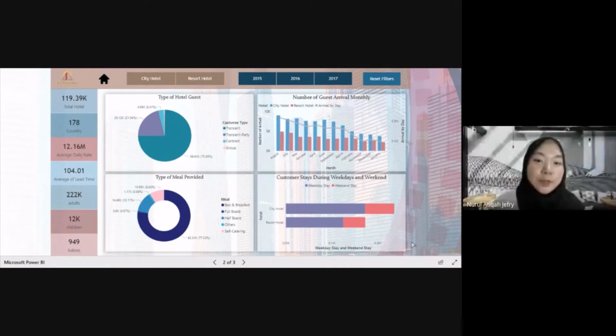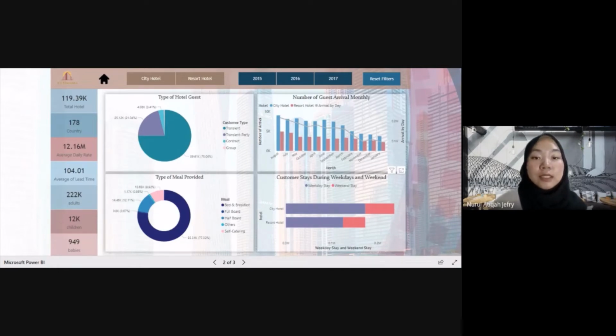Thank you, Putra Asmira. My name is Nur Atika binti Jeffrey. So for the next graph, we want to find how many guests are most likely to stay during weekend or weekday nights. This graph shows the visualization of the number of guest stays during weekdays and weekends throughout the year for both city hotel and resort hotel.